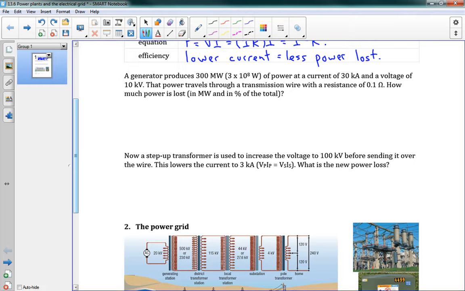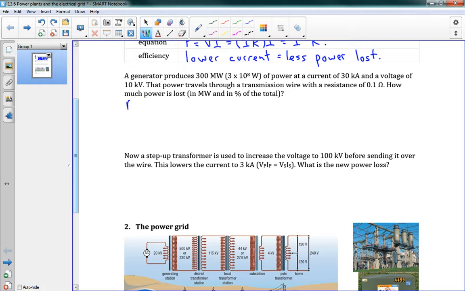A generator produces 300 megawatts, which is 3 times 10 to the 8 watts, of power, at a current of 30 kiloamps and a voltage of 10 kilovolts. That power travels through a transmission wire with a resistance of 0.1 ohms. How much power is lost in megawatts and in percentage of the total?